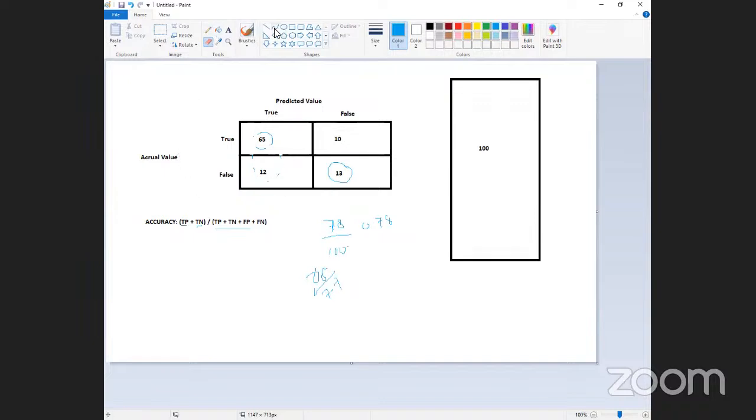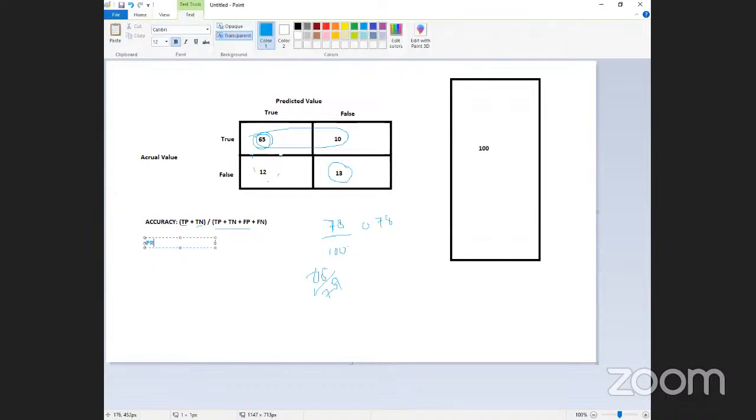Actual value is true and predicted value is true. It is actually both said true, but how many actual values? 75 is there, it should be there. So that usually goes like this.